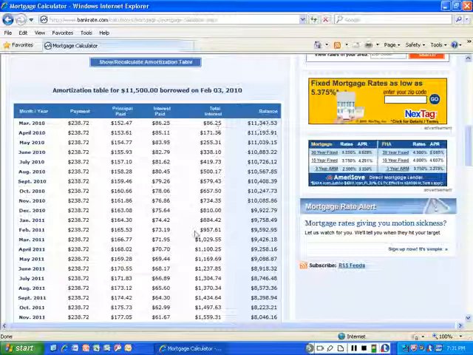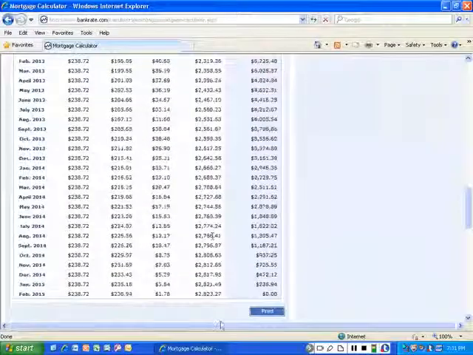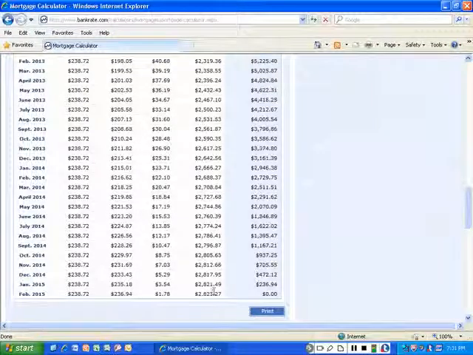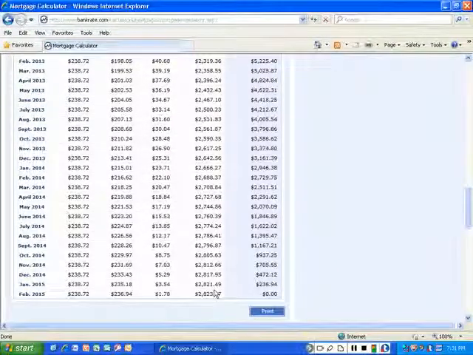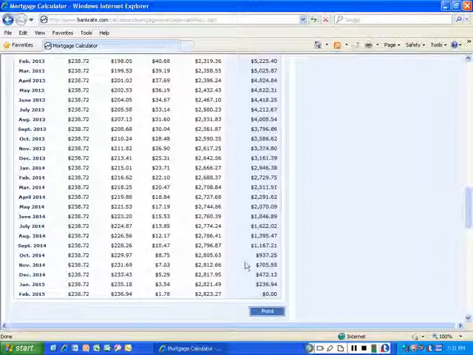Notice what's kind of nice is they keep a running total of how much you're paying in interest. So you can scroll down to the bottom and see how much you paid in interest over the life of that loan, and you will notice that it's the same as what we calculated, the $2,823 over the life of the loan. So kind of nice to have.